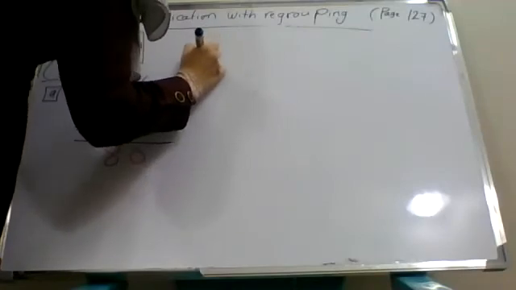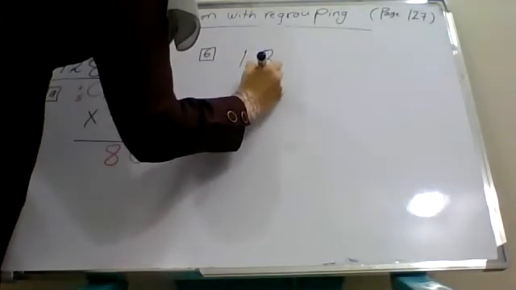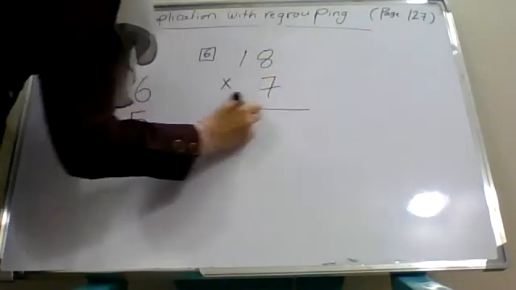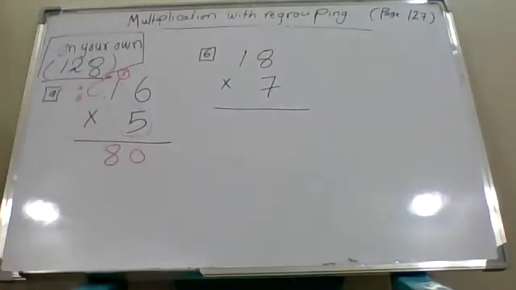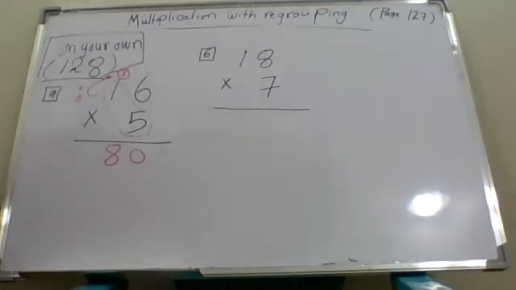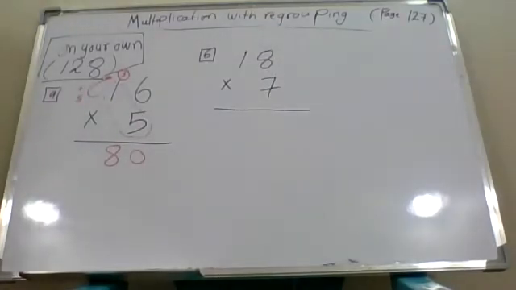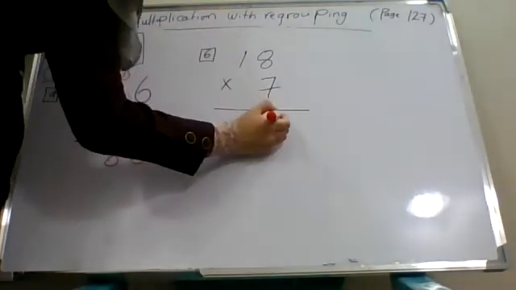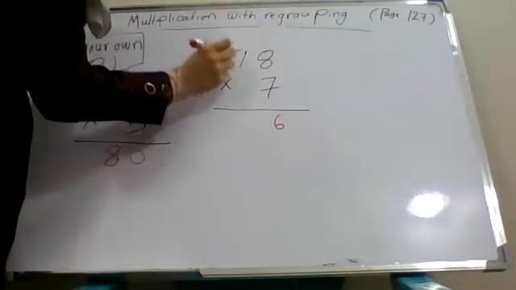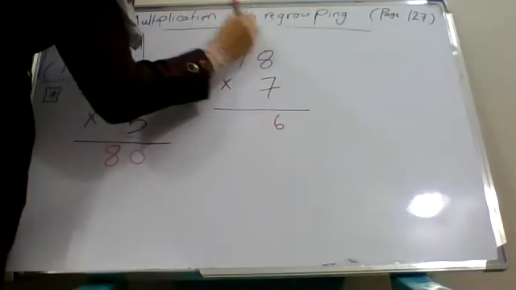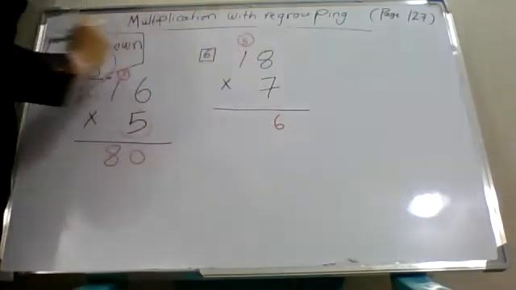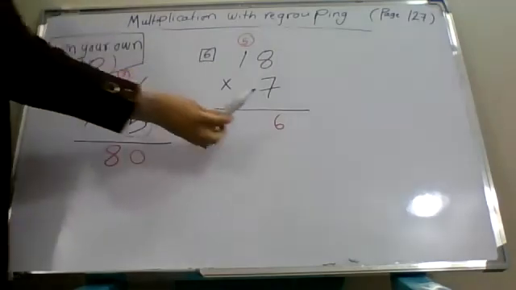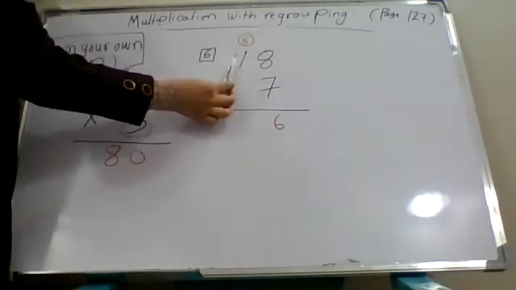This is B. It's 18 times 7. I have to multiply the ones place first. So 7 times 8 equals 56. So I write the 6 on the ones place and the 50 on top of the tens place. I regroup it. I regroup the extra tens from the ones place with the tens that I have.